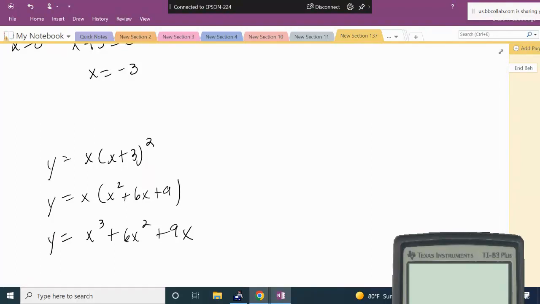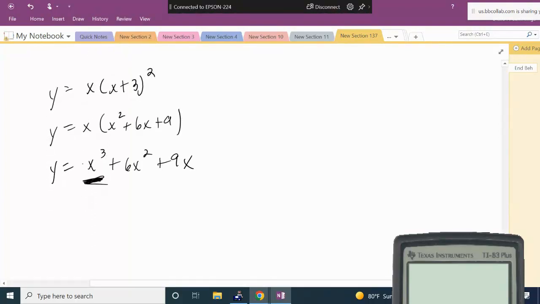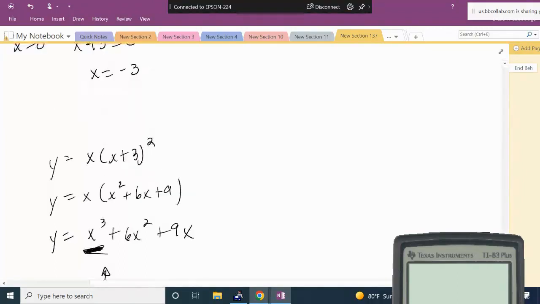Now, this is not really required for this problem, but I wanted to just point this out. This is a cubic equation, right? So if we take a look at the end behavior, the leading coefficient is positive. The exponent is odd, so that means that it should fall to the left and it should rise to the right. So taking a look at all of the graphs, they all fall to the left, they all rise to the right. Okay.